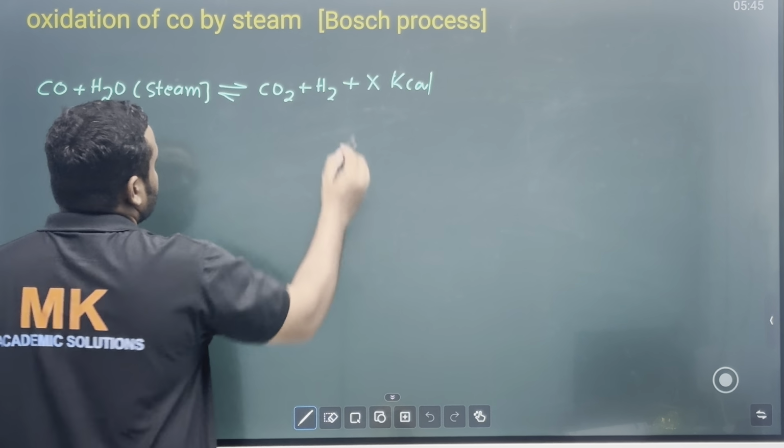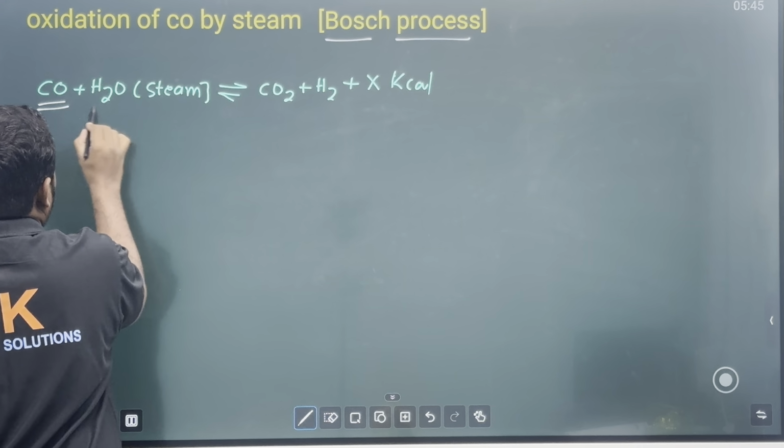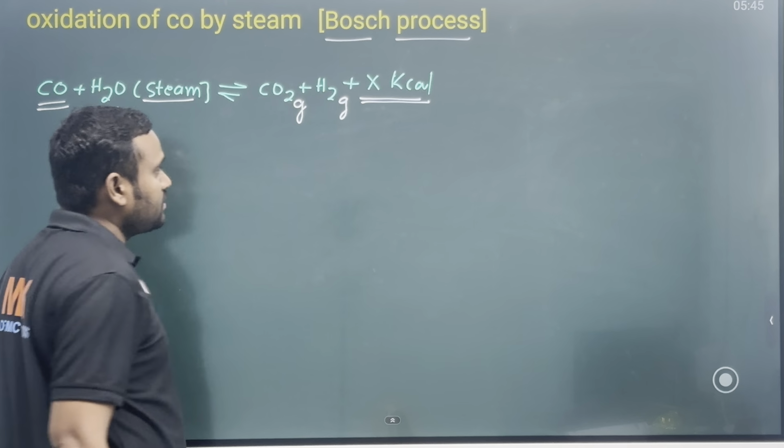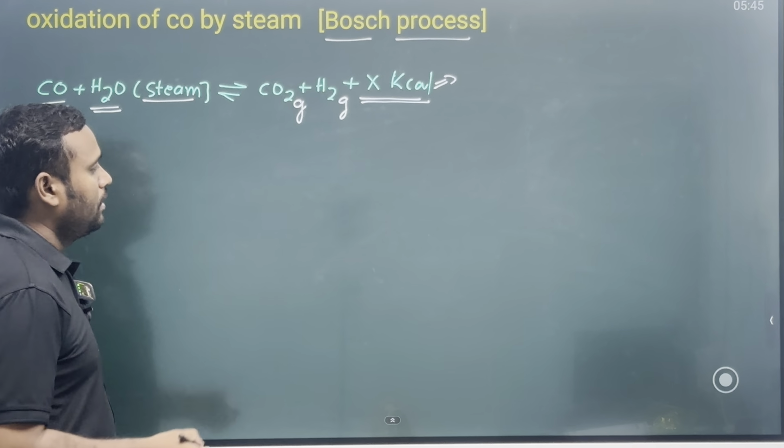Okay, this process is called the Bosch process, the oxidation of CO. CO gas reacts with water in the state of steam, and it produces CO2 gas and H2 gas. Here X kilocalories means this much heat energy is released. When you write it with delta H, that is equal to minus X kilojoules. Here delta H is negative, which means it is an exothermic reaction.